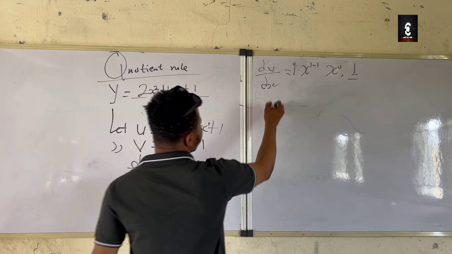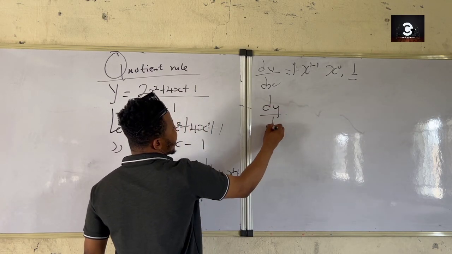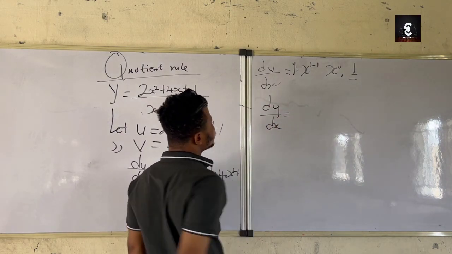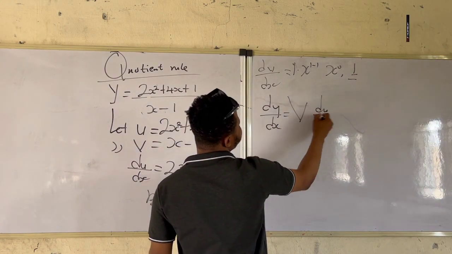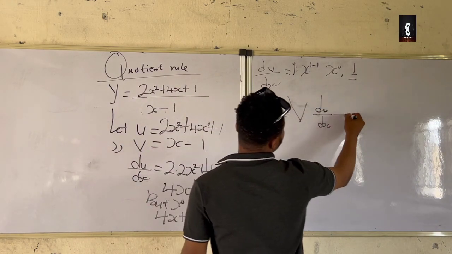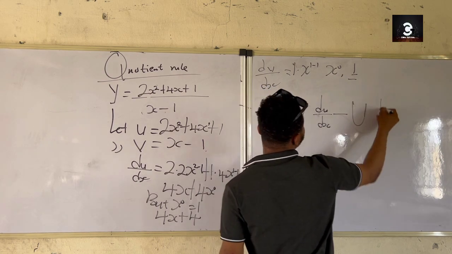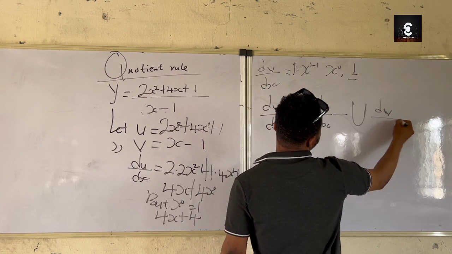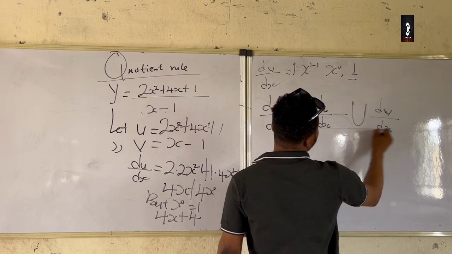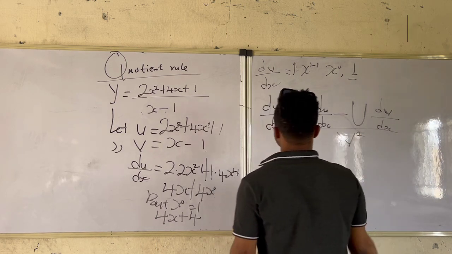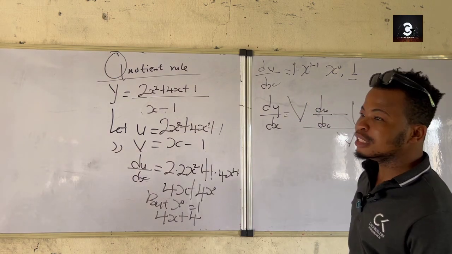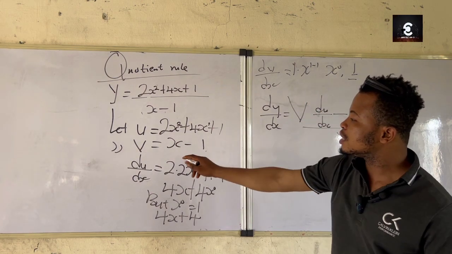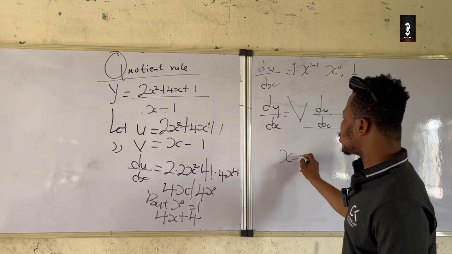I will now say dy over dx. This is quotient rule. And what is the formula? v will multiply the u I differentiated in respect to x, minus u will multiply the v I differentiated in respect to x, all over v raised to power 2. Now, if I want to substitute, how do I substitute this? I will say v. What is v? v is x minus 1.